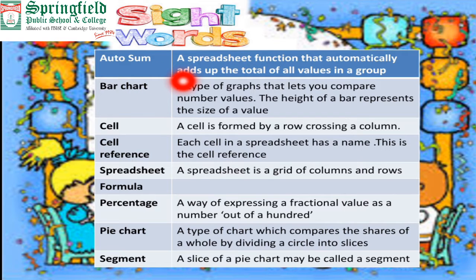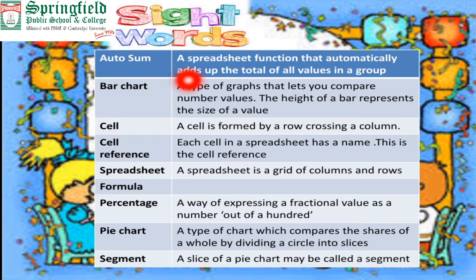Autosum is basically a formula. It's a built-in function in Excel which automatically provides us the sum of the data we have selected. The selected data is called the range. We will select the data according to the range, B1 to B8, D5 to D8, like this. Bar chart is a type of graph that lets you compare numbers. The height of the bar represents the size of the value. The higher the value, the higher the height of the bar.